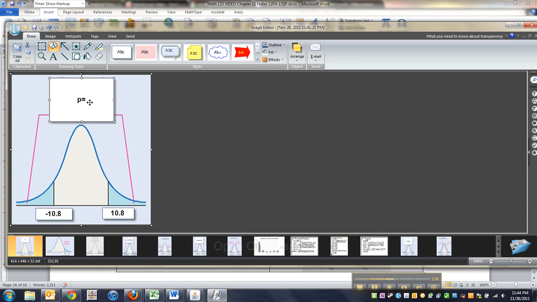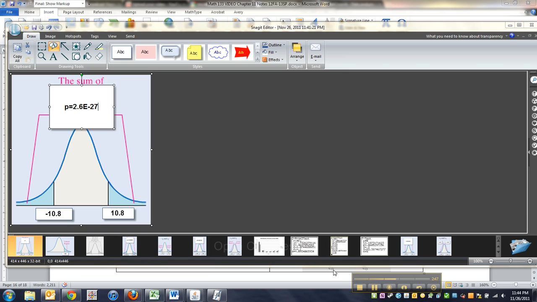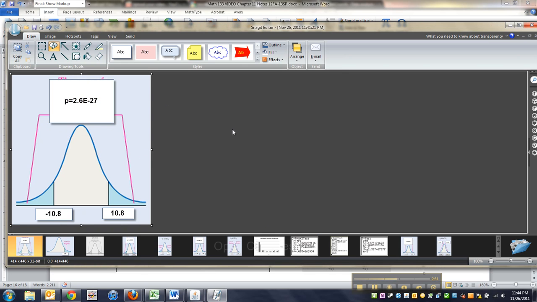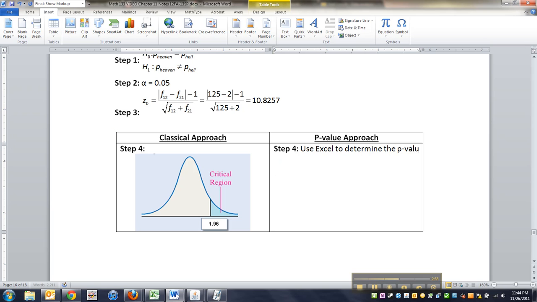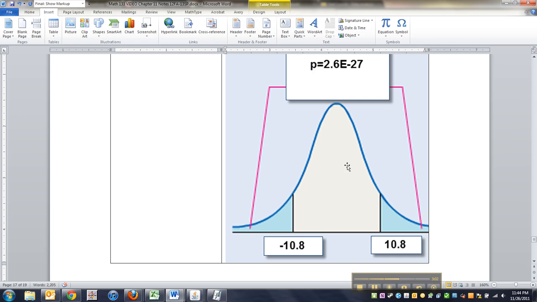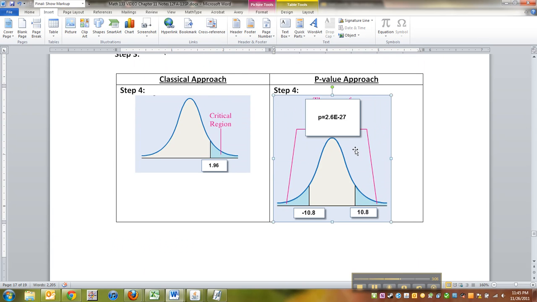I'm going to write that. There it is. That's your value, which is essentially, for all intents and purposes, 0. So the p-value is really tiny, and we are going to reject the null hypothesis because the p-value is really small. And that leads us to step 5.